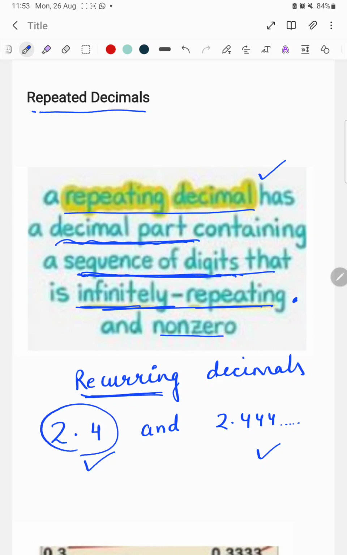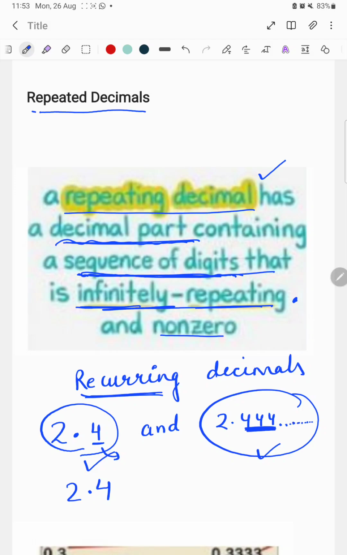So in my first example, I said it's 2.4. First thing, it has a decimal part which is having 4. It is a sequence of digits. It has one digit only, but it is not infinitely repeating. It just stopped at 4. On the other side, if I look at the second number, 2.444 ... this is infinitely repeating because I have put the dots here.